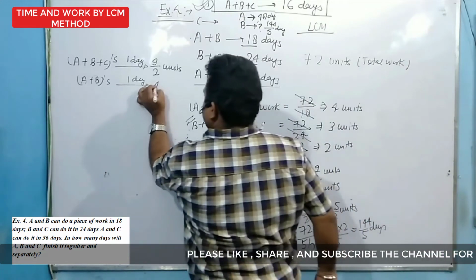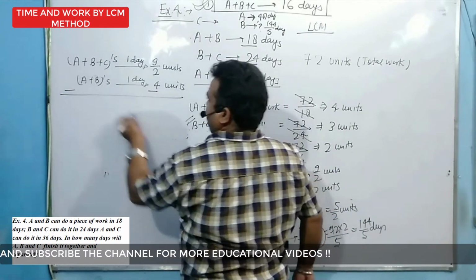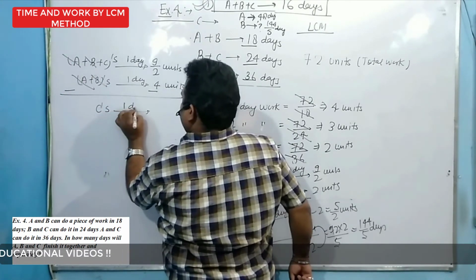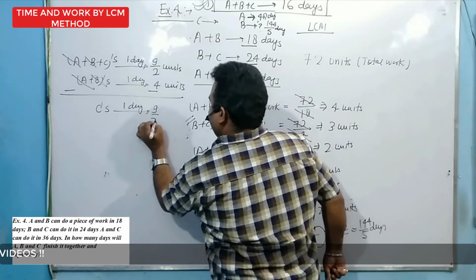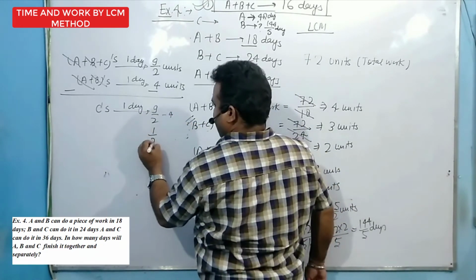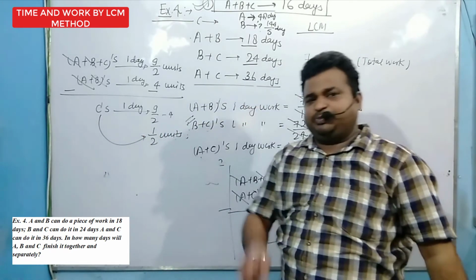A plus B's 1 day work is 4 units. So I am writing here 4 units. Now if you subtract this value, what you will get? A and A gone, B and B gone. So C's 1 day work is 9/2 minus 4. 2 fours are 8, 9 minus 8 comes 1/2 units. So C produces 1/2 units per day.